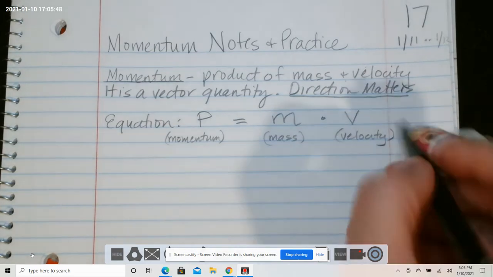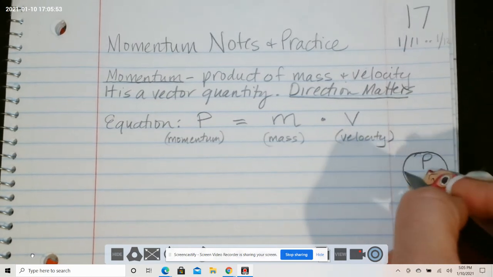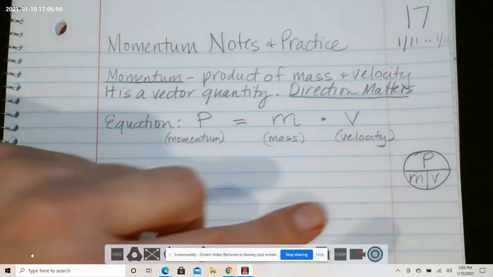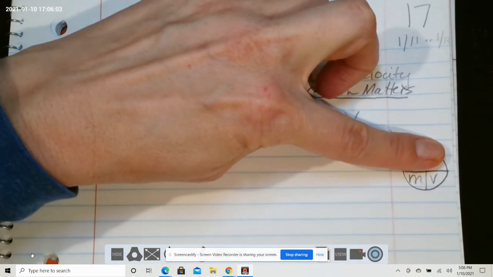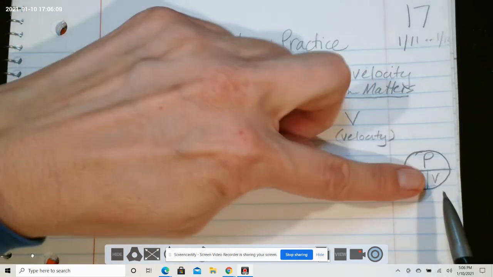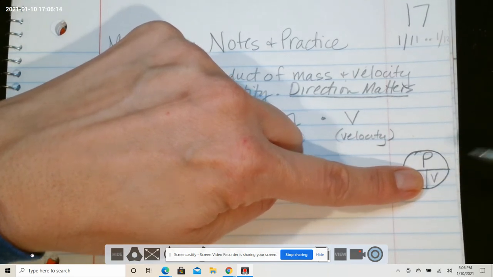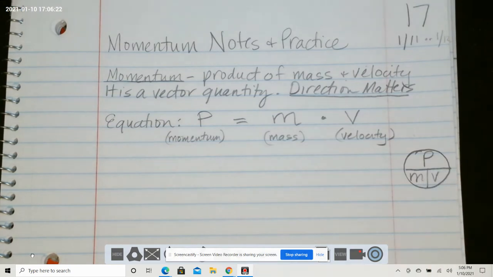So luckily we do have a circle for this equation. Momentum goes on top, mass and velocity go on bottom. So I'm going to use my left hand here so I don't have to use my band-aid finger. If I want to find P, momentum, cover it up, and I get M next to V. There we go, mass times velocity. If I'm looking for mass, I cover up M, and I get P divided by V. And if I cover up V, if I'm looking for velocity, I get P divided by M, or momentum divided by mass. Okay, so remember, that's how we use the circle if we need to rearrange the equation.